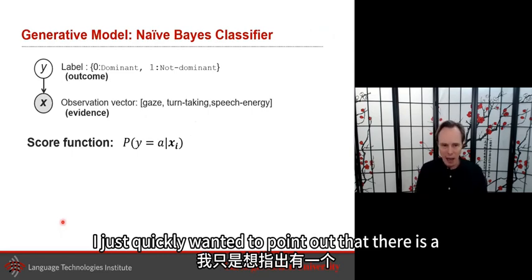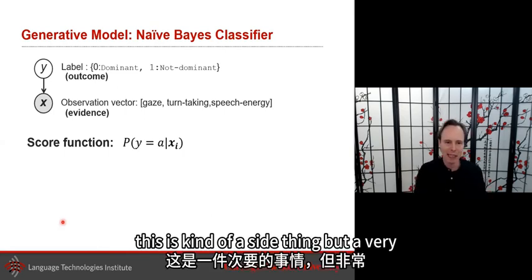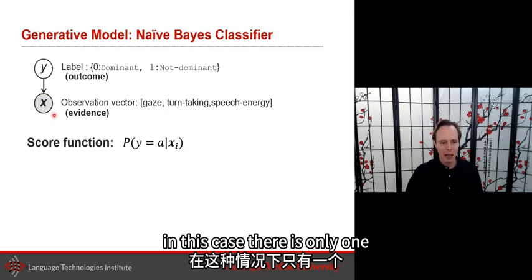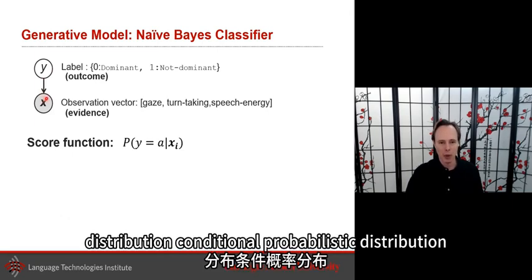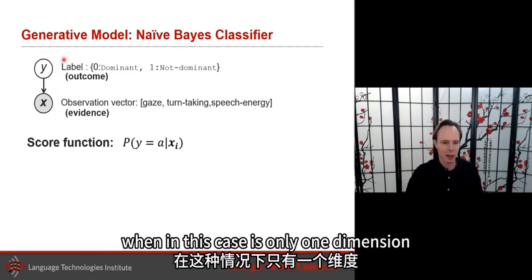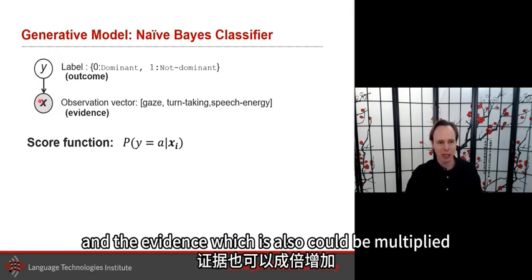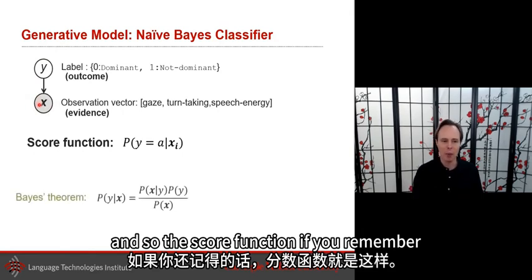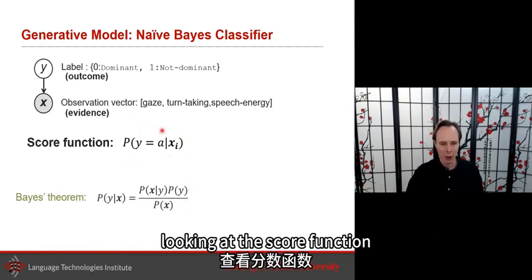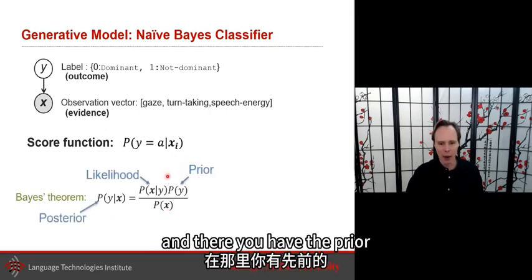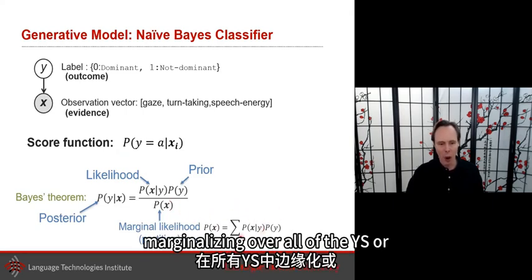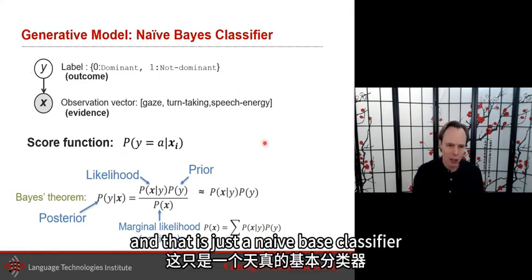I just quickly wanted to point out, as a side thing, that a very, very simple model is the naive-Bayes classifier. In this case, there's only one set of conditional probability distributions between the labels, which could be multivariate but in this case is only one dimension, and the evidence, which could also be multivariate. The score function, if you remember from the second week, you can use Bayes theorem on it. There you have the prior, the likelihood, the posterior, and the marginal. The marginal is just marginalizing over all of the y, all of the possible labels. And that is just a naive-Bayes classifier.